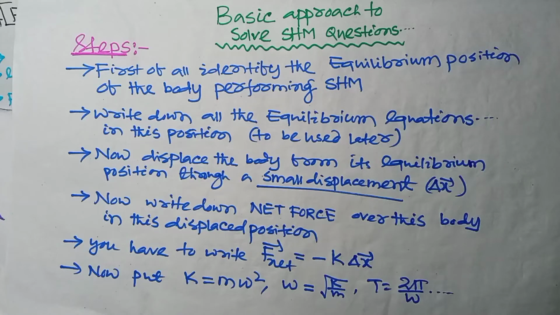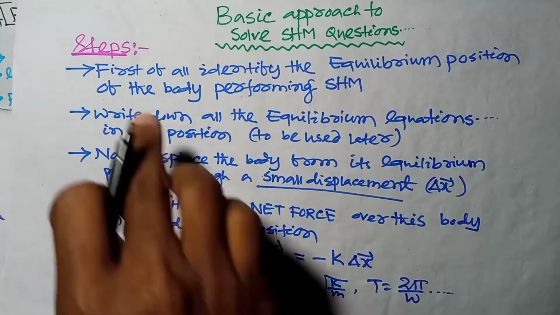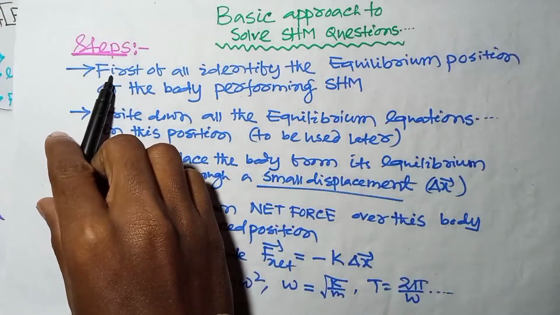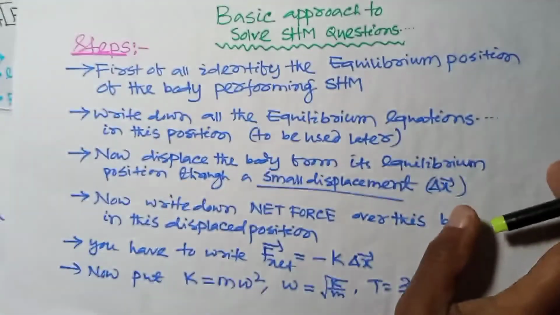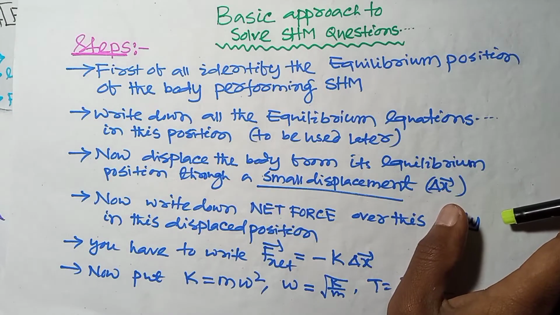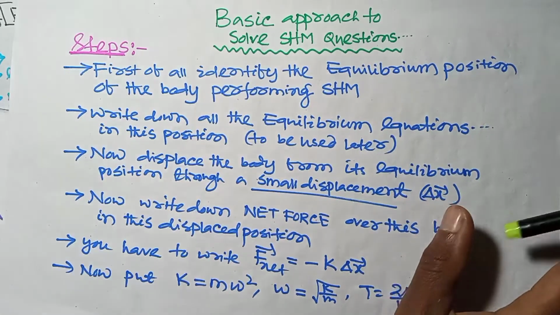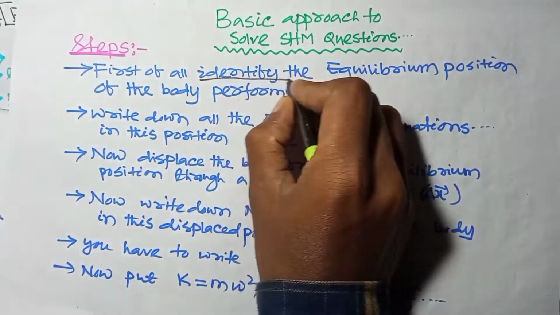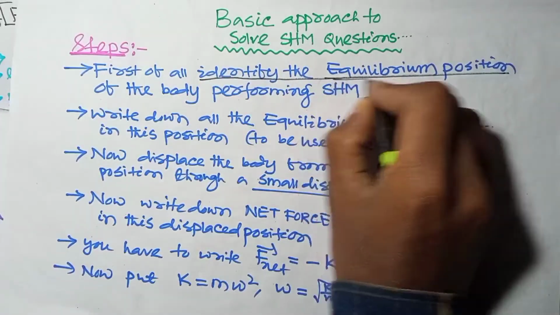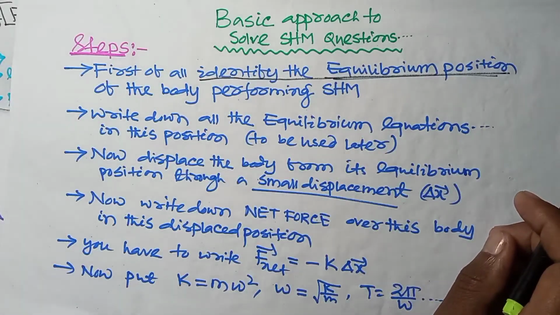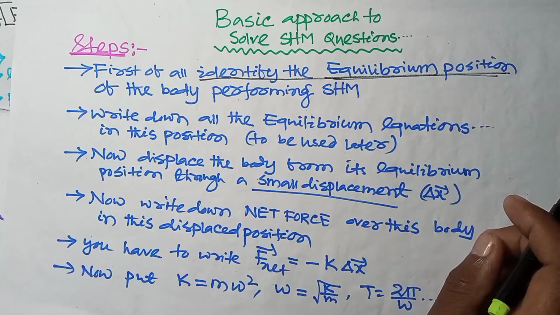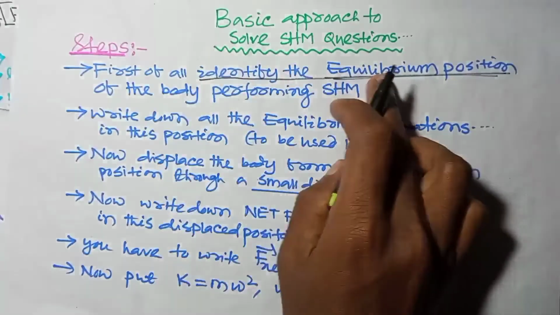In this video I am going to discuss the basic approach to solve SHM questions. Here are the steps. First of all, you have to identify the equilibrium position of the body performing SHM. This is our first task. We have to identify the equilibrium position of the body which is performing SHM.